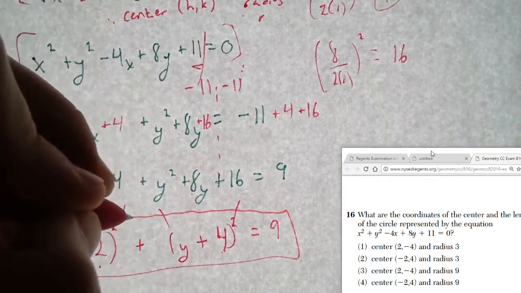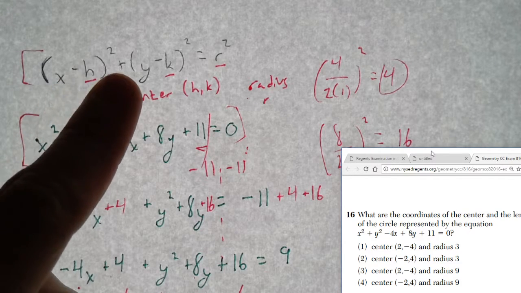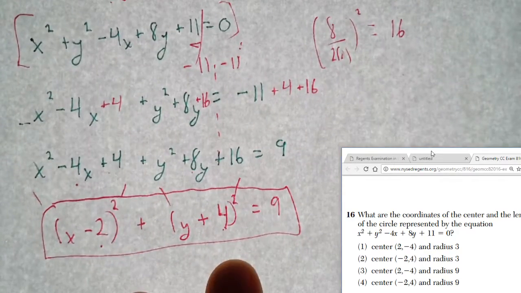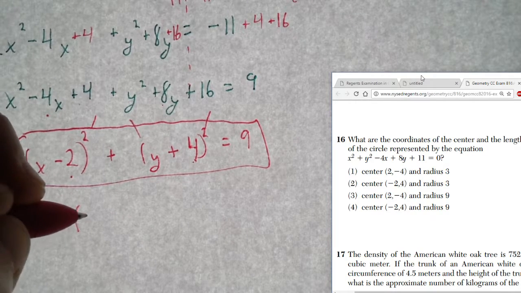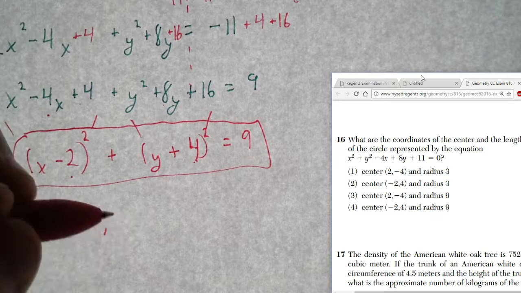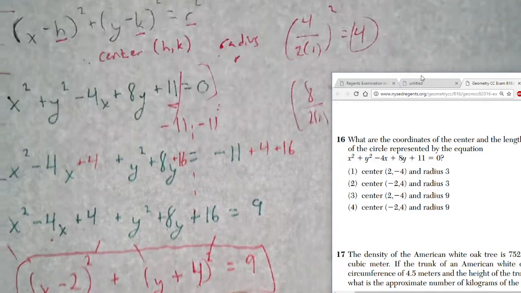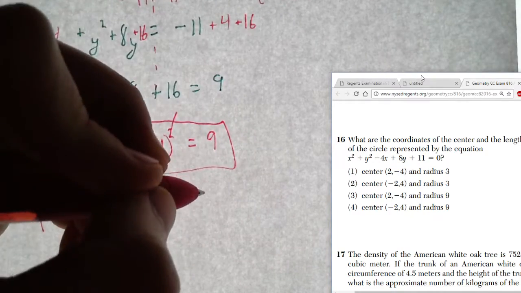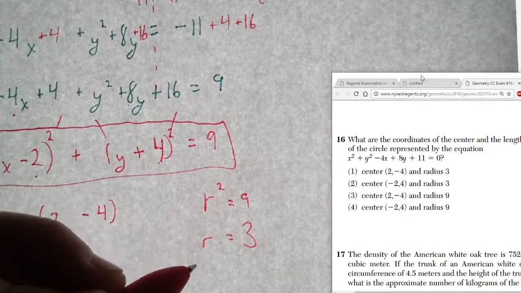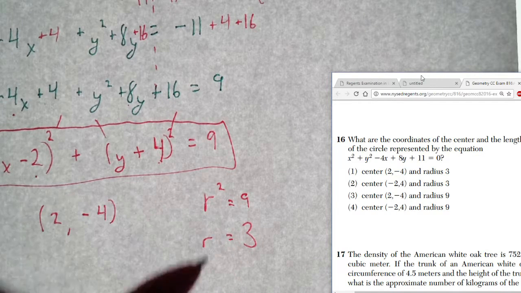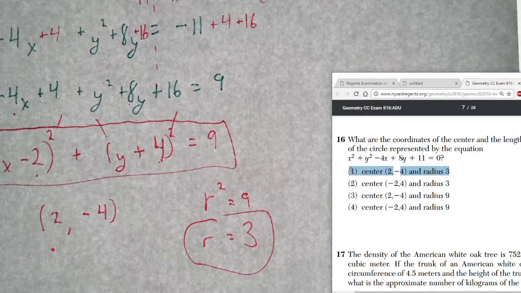And after all that work, we've got our equation in standard circle equation form. Up here, I've got x minus a number squared plus y minus a number squared is equal to my radius squared. Well, this is x minus 2, which means my center is at positive 2. Y plus 4, which means my center is at negative 4 in the y-axis. And since 9 is over here, this 9 represents my radius squared. So if radius squared is 9, then radius should be 3, because radius is the square root of radius squared. 3 is the square root of 9. So my radius is 3, my center is at 2, negative 4. The answer to this question should be number 1.